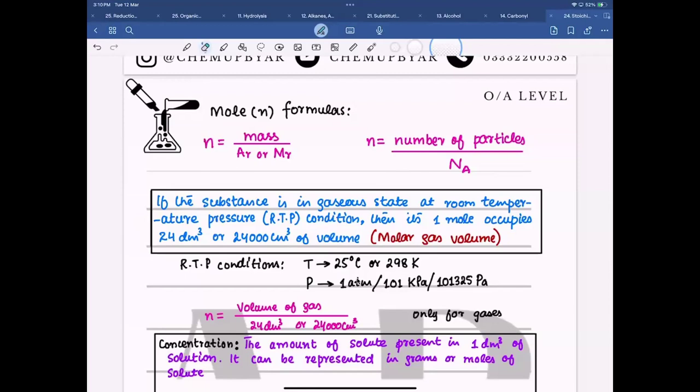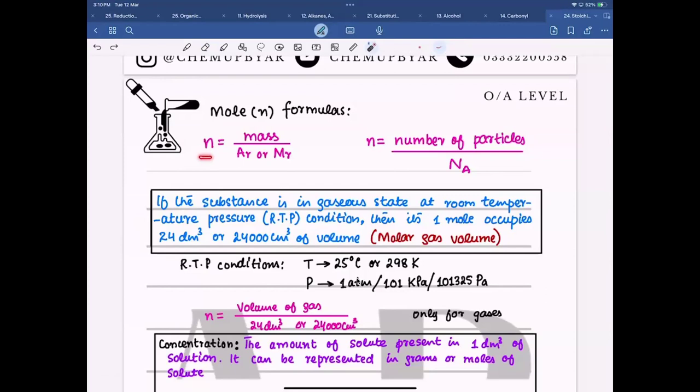Okay. So, moles calculation, we have discussed in the last classes. So here we have a few expressions to calculate the moles.